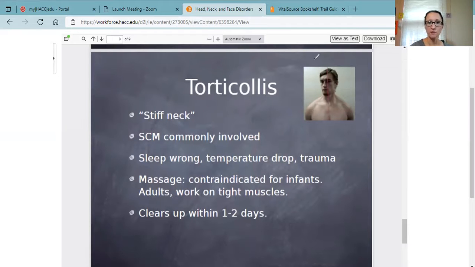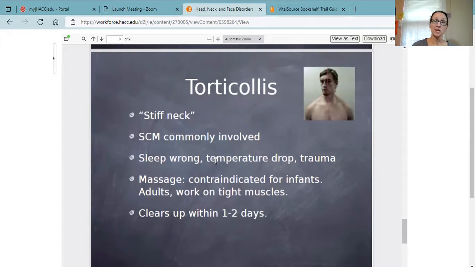Torticollis obviously is the name of it, but it's a unilateral spasm of the SCM. So one side of the SCM spasms, guess what happens? Yeah, the head turns to the opposite side because remember, this is a contralateral rotator. So you either slept wrong, which is sort of 90% of the time what happens.